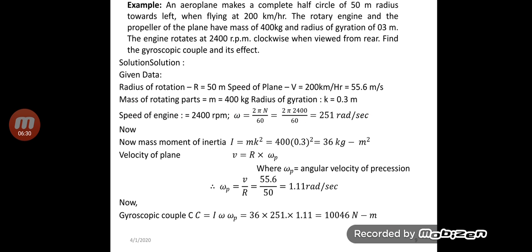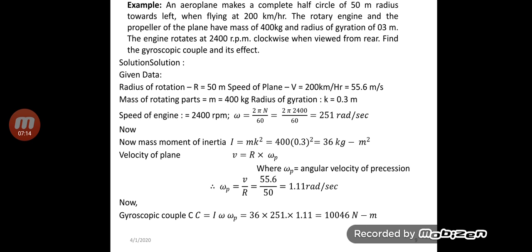Now in this slide, you can see one problem is given. An aeroplane makes a complete half circle of 50-meter radius towards left when flying at 200 km per hour. The rotary engine and the propeller of the plane have a mass of 400 kg and a radius of gyration of 0.3 meter. The engine rotates at 2400 rpm clockwise when viewed from the rear. Find the gyroscopic couple and its effect.